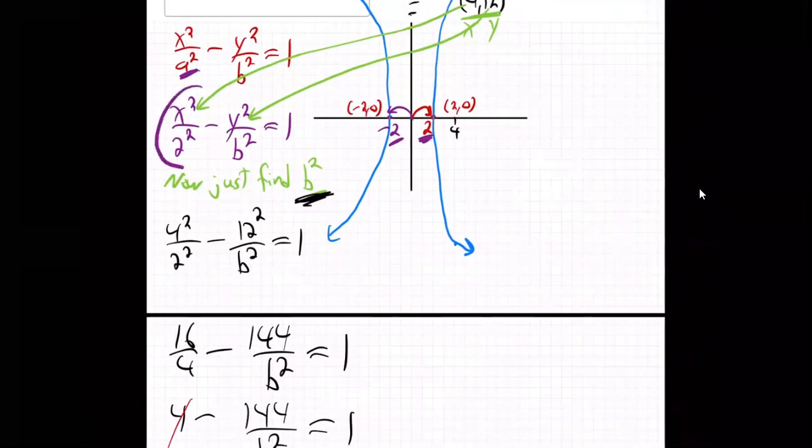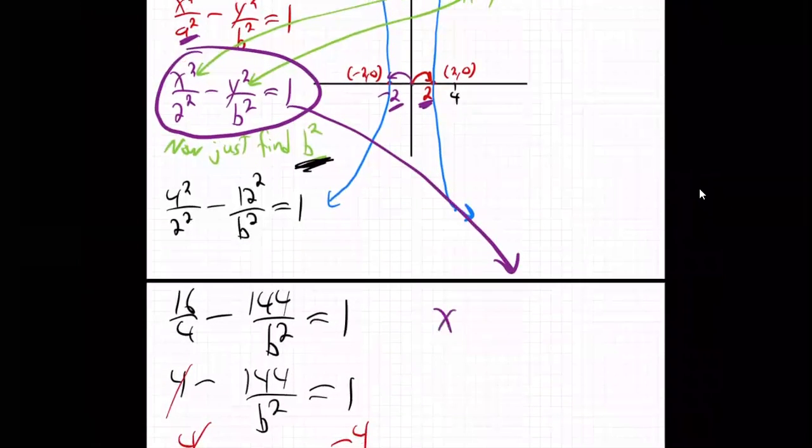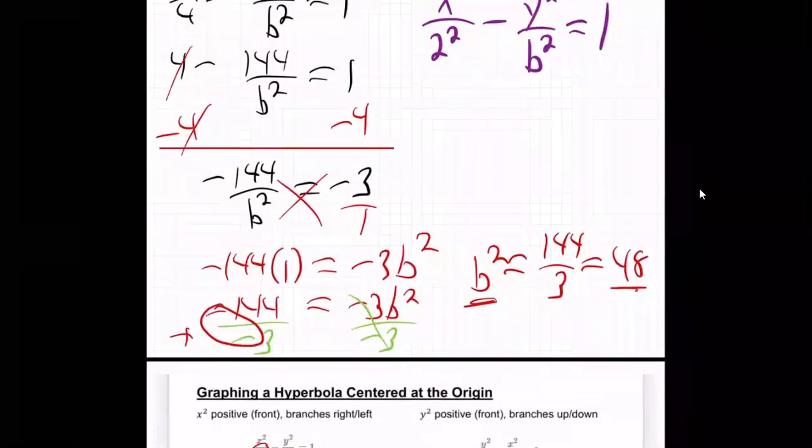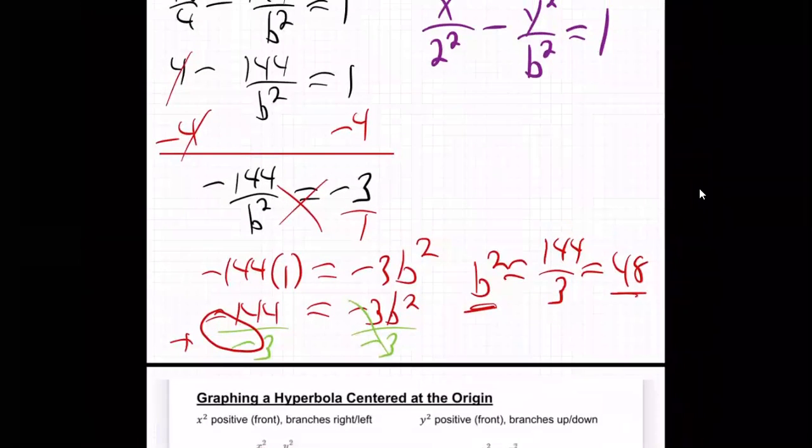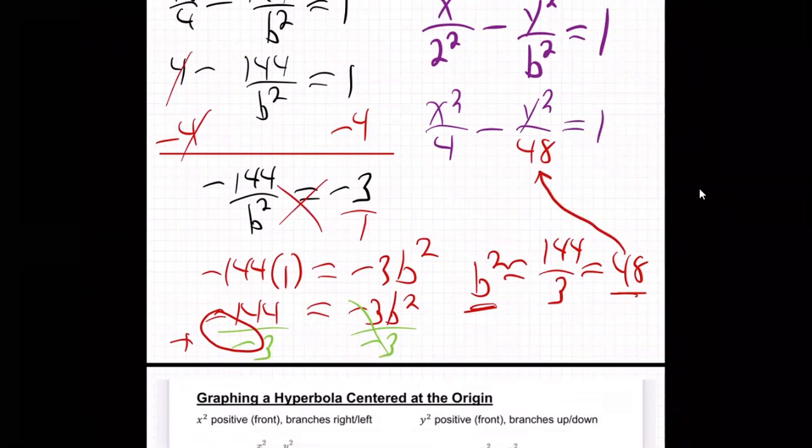So I'm going to grab this right here and bring it down right here. So we get x squared over 2 squared minus y squared over b squared is 1. And now we know what b squared is. So I'm just going to make this 4. 2 squared, you can just make it 4. Is y squared over 48. There's b squared, right? Equals 1. So there's our equation.